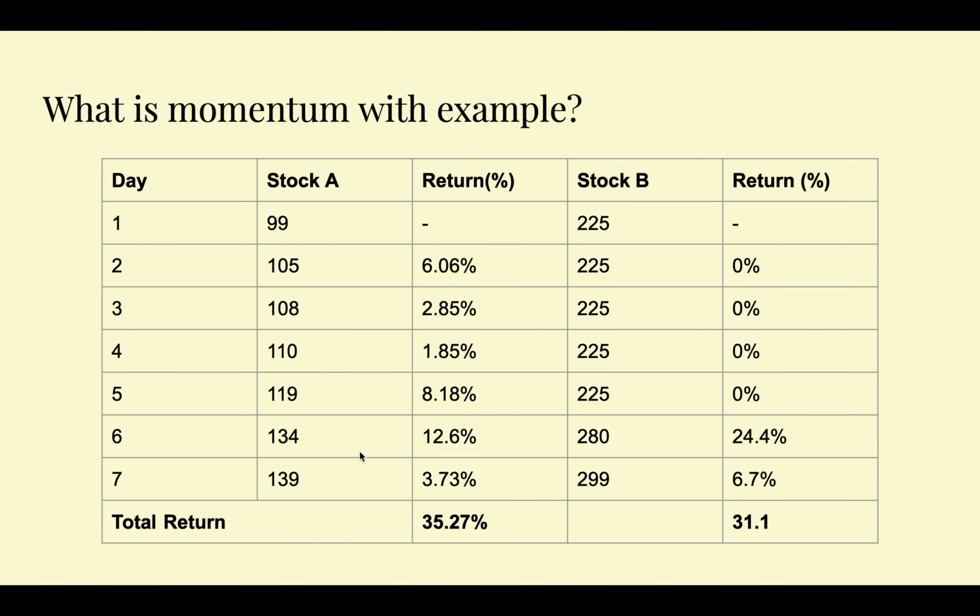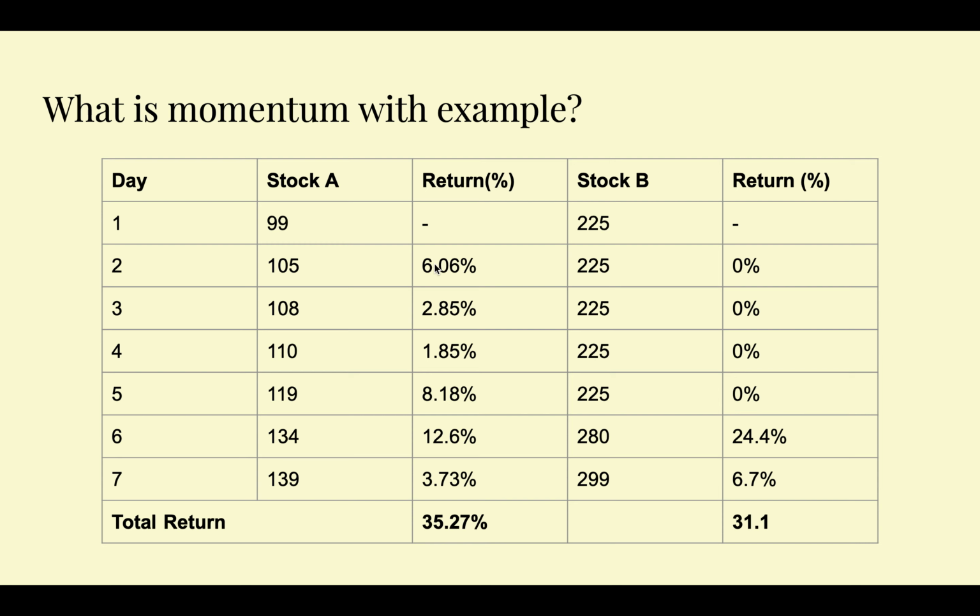Here I have calculated the momentum on a daily basis. Here is a stock A, here is a stock B. On day 1 the stock is at 99 and on day 2 it is 105. So from 99 to 105 it changed 6 points. So 6 divided by 99, how much percentage? 6.06. In the same way I calculated for the whole 7 days. In the same way, stock B also I calculated for the whole 7 days.